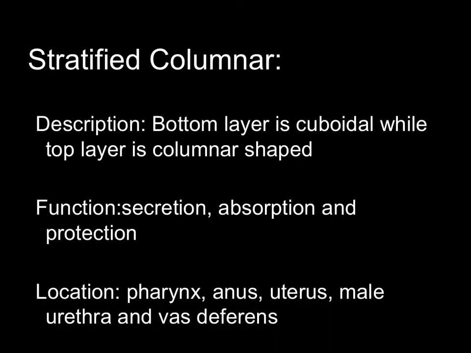Lastly, in the stratified, we have stratified columnar. The description is that the bottom layer is cuboidal, while the top layer is columnar. So we are looking at that top layer. Now, in a lot of pictures, this is the tissue that I actually do not like to teach the most, because it is very hard to tell in a lot of the slides that the top layer is columnar. It almost looks like it's a stratified cuboidal. The function is secretion, absorption, and protection, and we have locations of the pharynx, anus, uterus, male urethra, and the vas deferens.